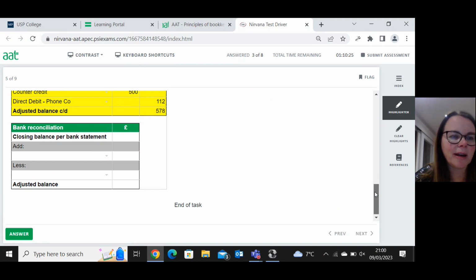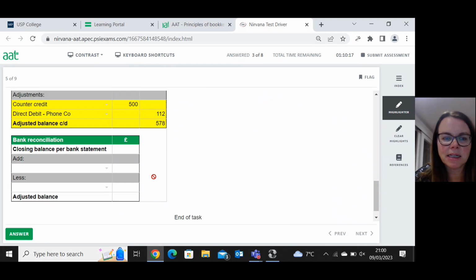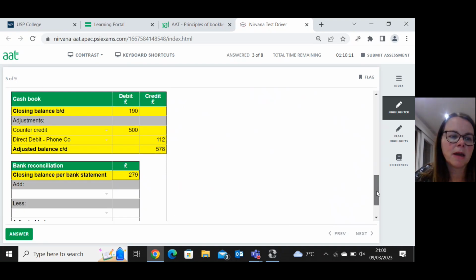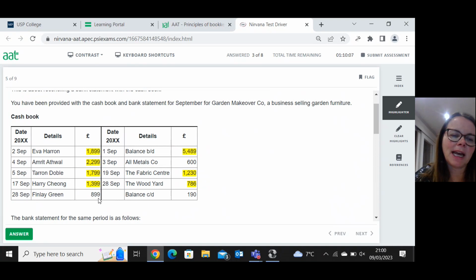So the closing balance per the bank statement. So here's the bank statement. The end balance is 279 credit. So that means I've got money in the bank. I'm then going to add the unticked items from my cash book because they haven't yet cleared the bank.